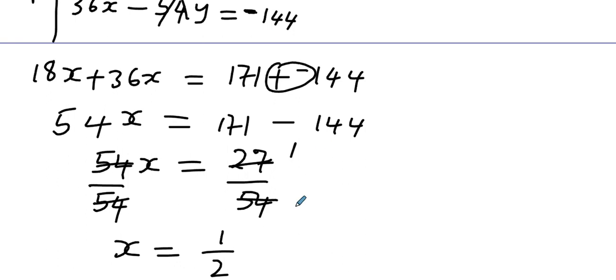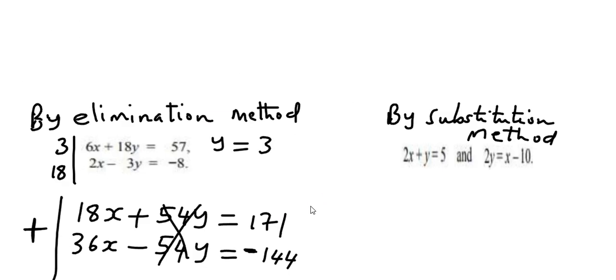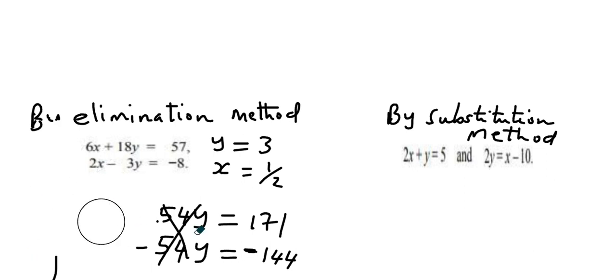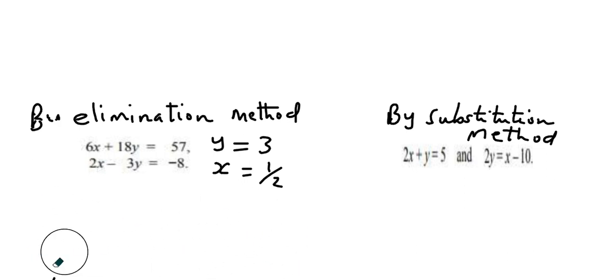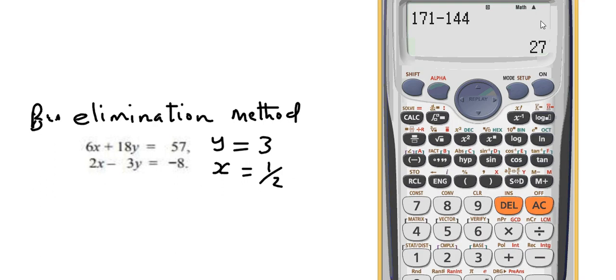Right, we got x is half. So let us put the answers here. X equals 1 over 2. Okay, now because this is elimination, we can check this using a calculator. Let us check this on the calculator and confirm our answers.